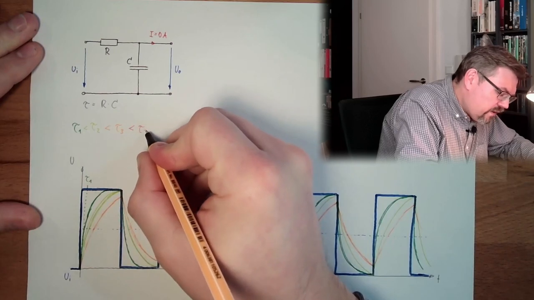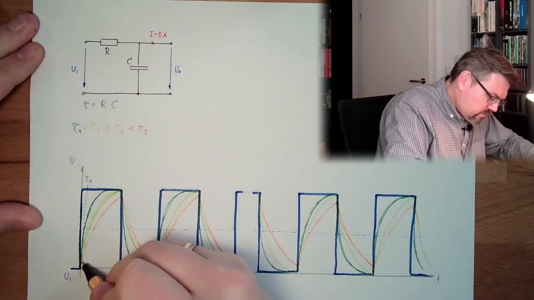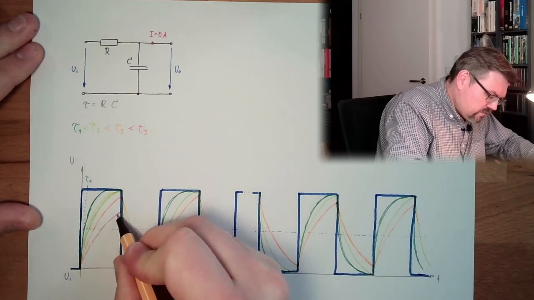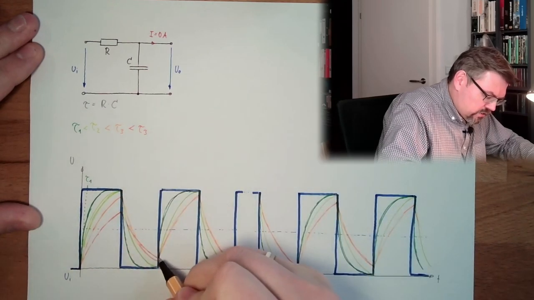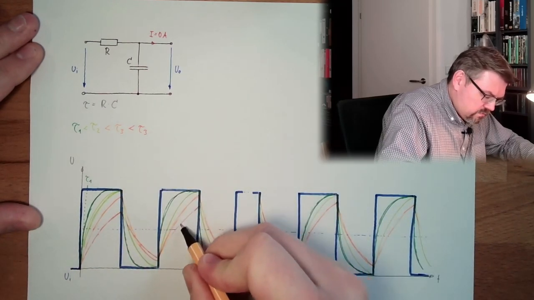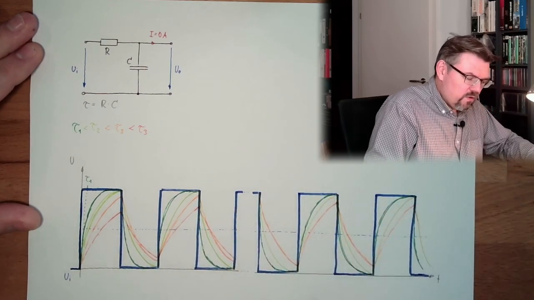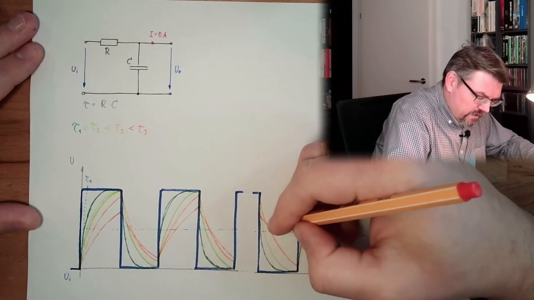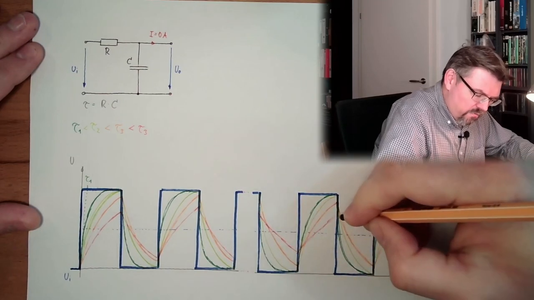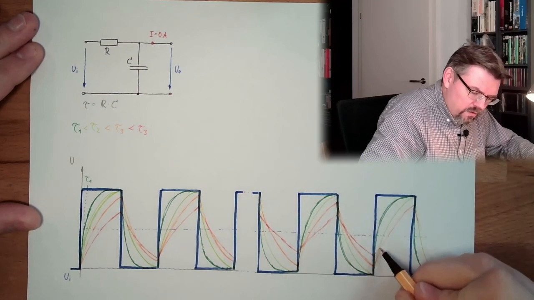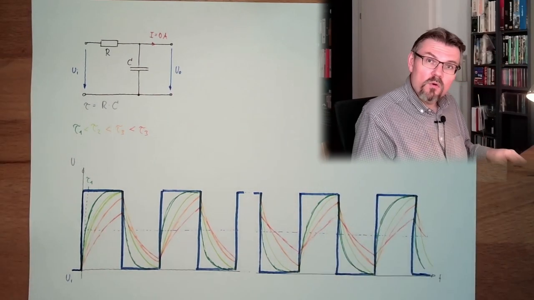We have a tau 3 now. Then we would charge not that high, fall down, charge a little bit higher, fall down, charge a little bit higher, and so on. And we will end up at a swing around this middle value, but this swing will be not that high anymore.